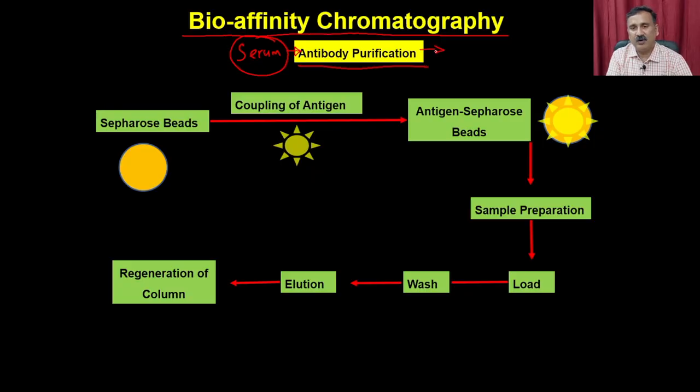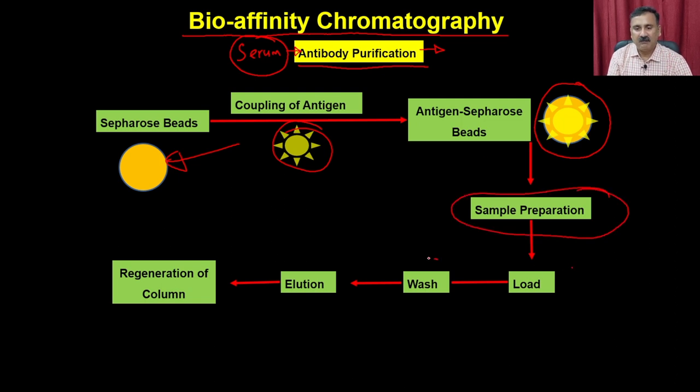Once you collect the serum in that particular step, it is going to have the crude antibody, which means it has the antibody and all other proteins. So you can use bioaffinity chromatography for antibody purification. What you do is first couple the antigen onto the beads, and that's how you get the antigen-bound beads. Then you can load this serum as a sample, have the washing step, then the elution step, and that is going to give you the purified antibodies.